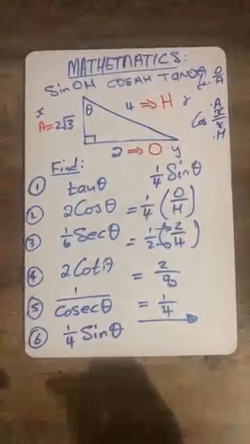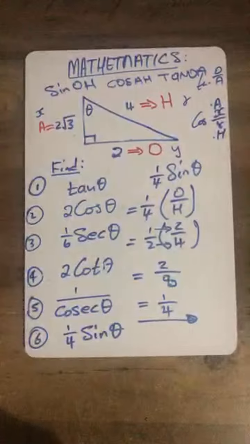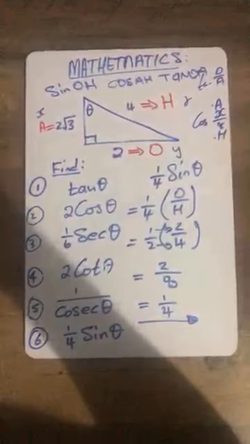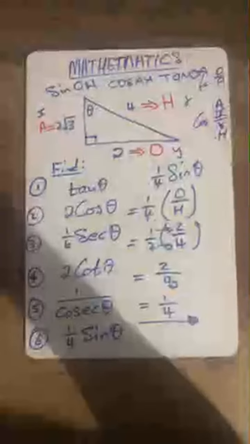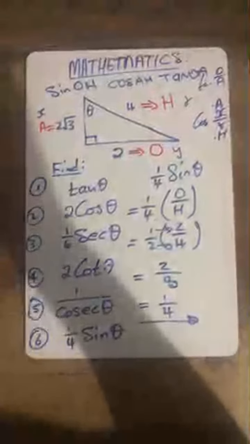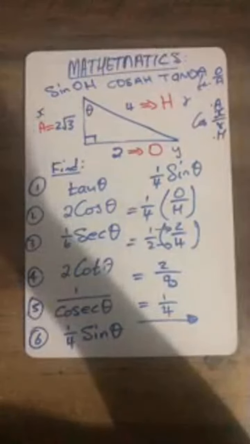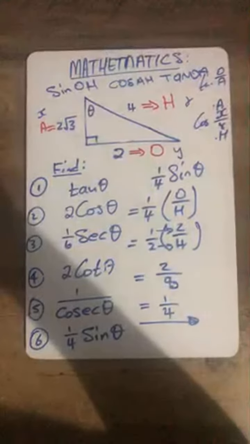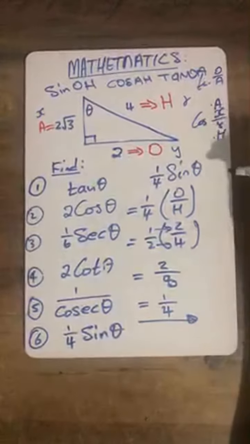Honorable members, what did you guys get for that last one? Number 6. I want to see what you got for number 6. 1 over 8. Someone got 1 over 8. Did I get it wrong? The last one, number 6. 1 over 8. Everyone 1 over 8. Oh, wait.